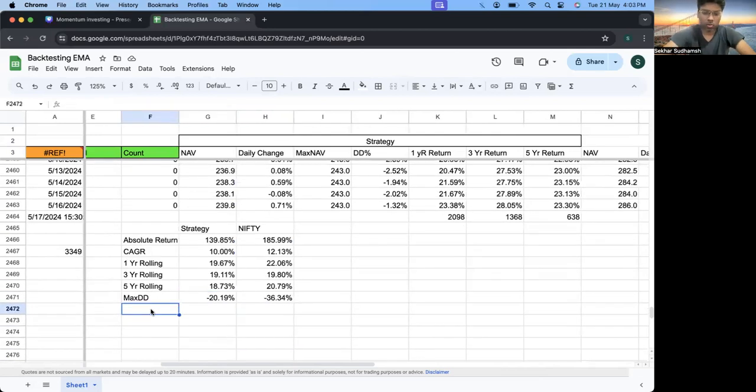Now, if you calculate the ROMAD ratio, which is nothing but the returns divided by the max drawdown, from this point of view, this strategy looks better because it has a higher ROMAD ratio of 50% compared to Nifty. Actually, if you think about it as well, sitting through a drawdown of 36% is not an easy task. Many of the retailers would give up. And a 20% drawdown is relatively easy for retail holders.